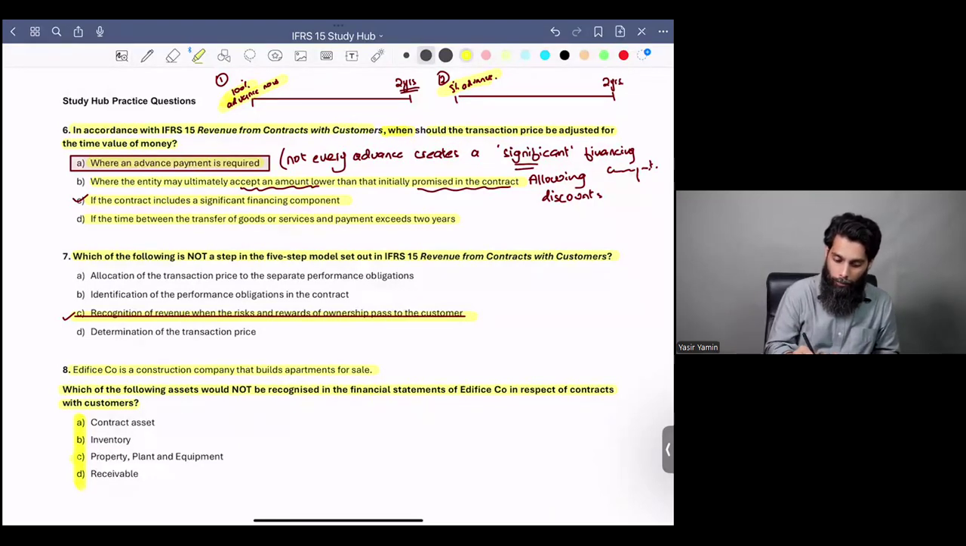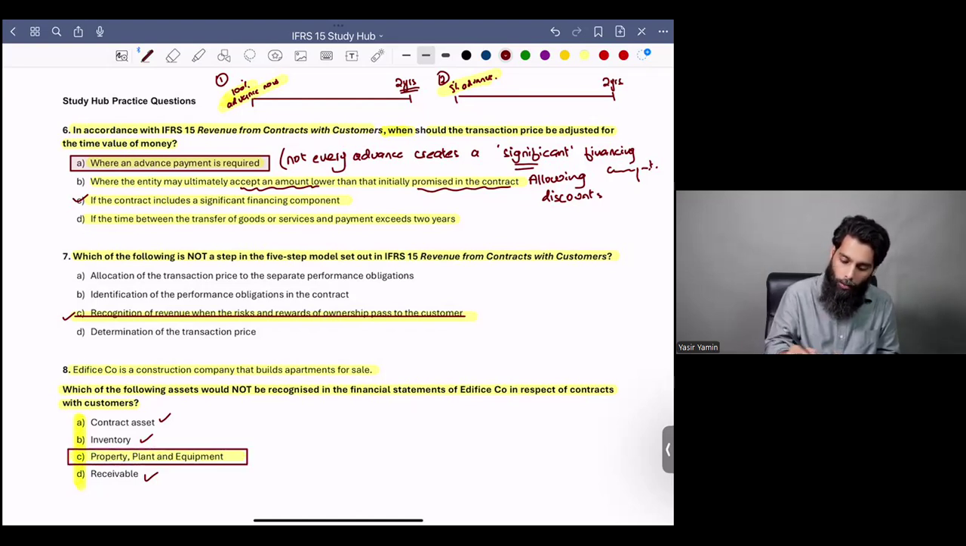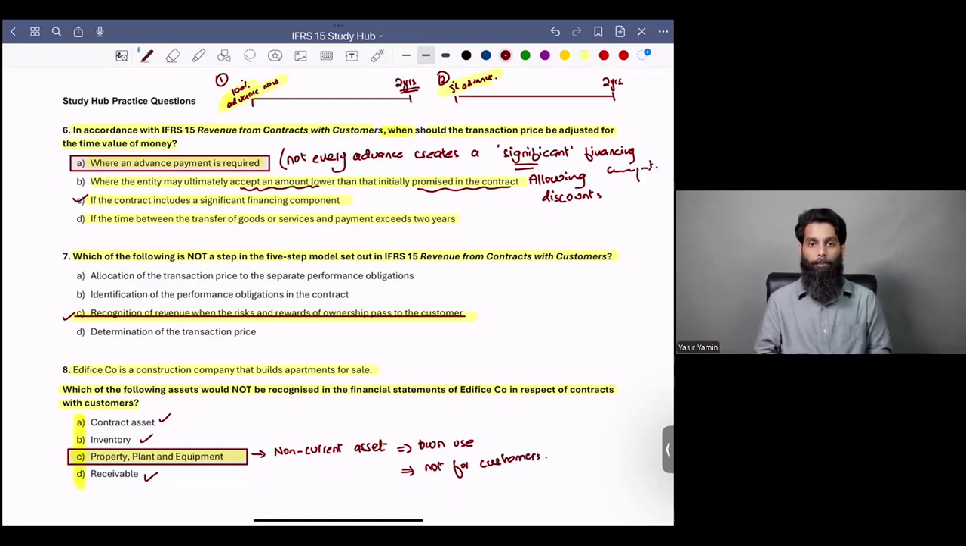The answer is C. Whenever you have made contracts with customers, contract assets will be there. Obviously, when you recognize revenue, there is always some portion of inventory. Inventory would be there. Receivable would be there. Property, plant, and equipment is not related to contracts with customers. Property, plant, and equipment relates to non-current assets for the entity's own use. It is not for customers. Make sense? Okay. So C is the answer.